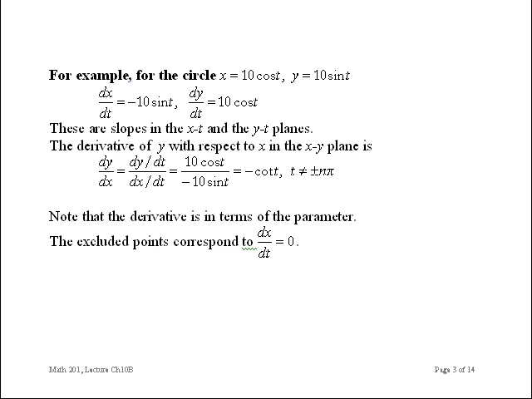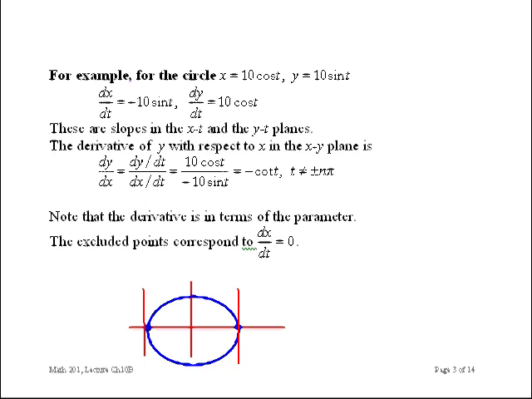I'll show you which points are excluded. So we have a circle here. The points where the derivative with respect to t is excluded are right here and right here. Of course, in those cases, the slope is actually vertical. Otherwise, we do have the slope along the circle in the xy plane as minus the cotangent of t.